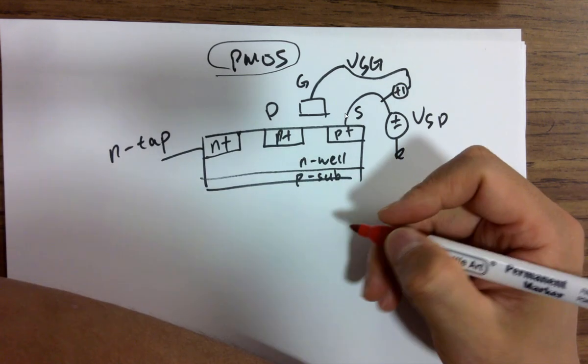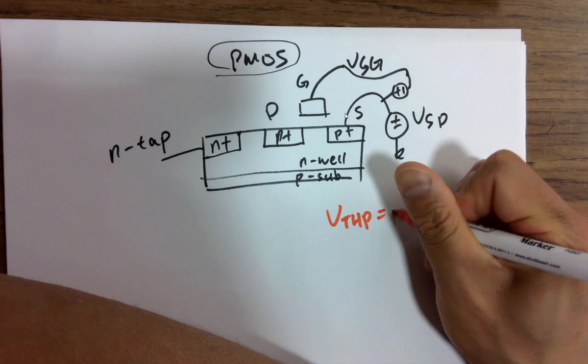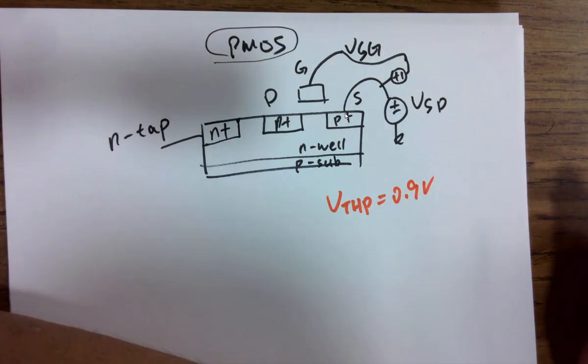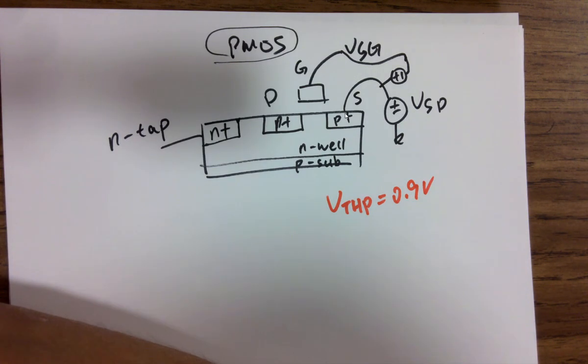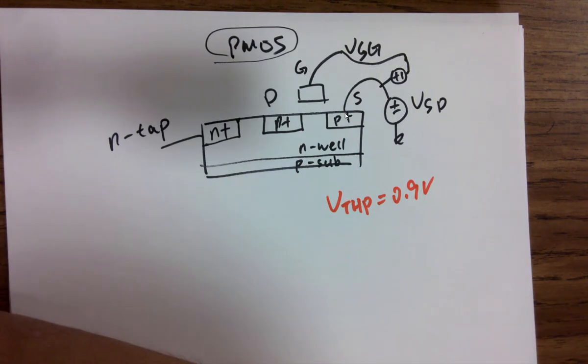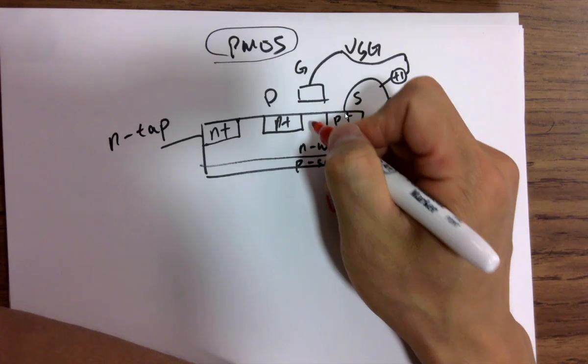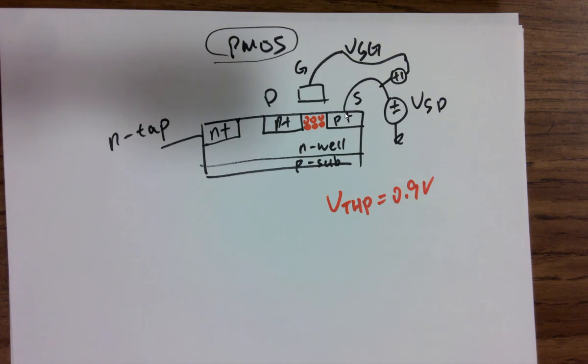In the technology we are using, VTHP is 0.9 volts. It's a bit higher than the NMOS threshold voltage. The reason is that the mobility of the electrons is a little higher than the mobility of the holes. That is why the threshold voltage here is a bit larger, because you need more effort to turn it on. PMOSs are attracting holes, forming a channel of holes, and the mobility of holes is a little lower than that of electrons. So it's more difficult to turn on. It's 0.1 volts difference.